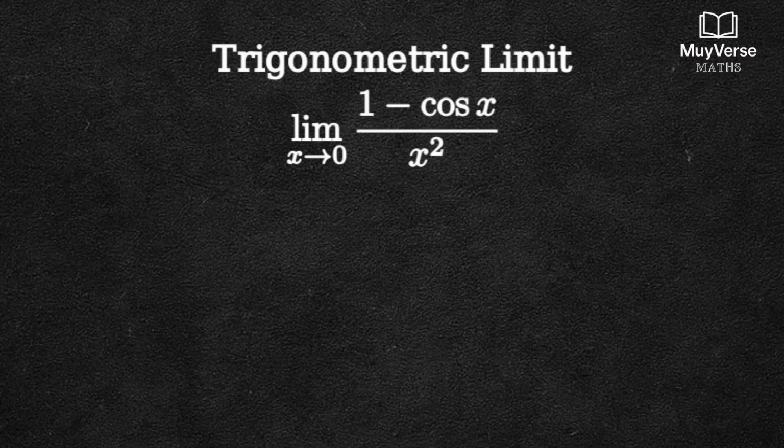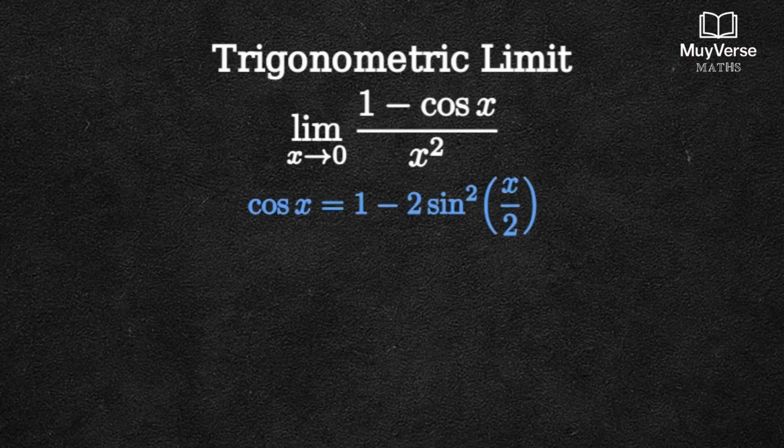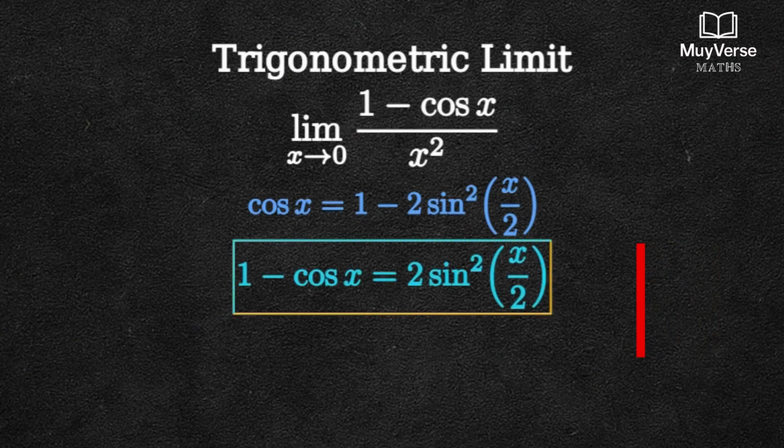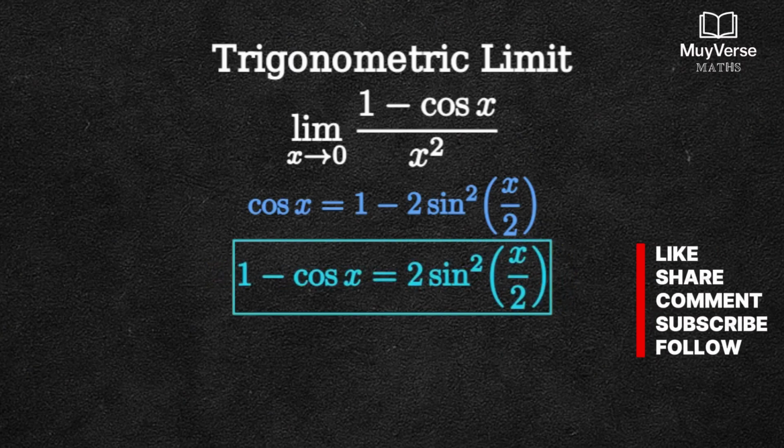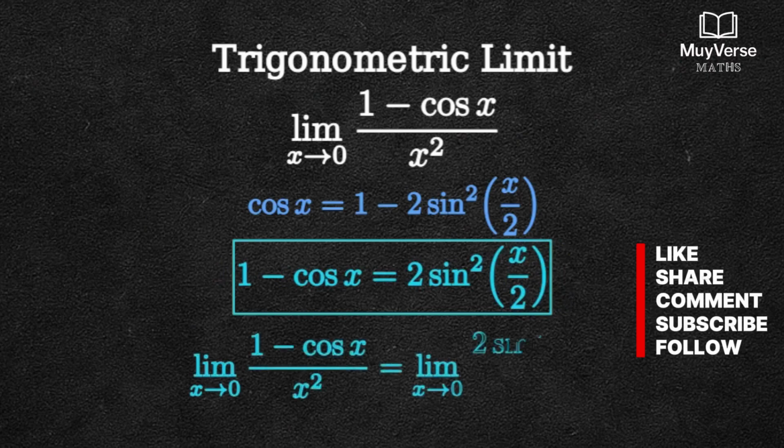Step 1. Use the half-angle identity. Cosine x equals 1 minus 2 sine squared of x over 2. Rearranging, 1 minus cosine x equals 2 sine squared of x over 2. Step 2. Substitute this directly into the limit. Step 3. Factor out the constant 2 and think of sine squared as a square.